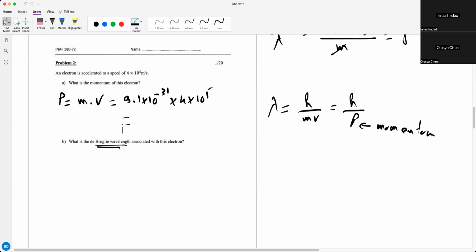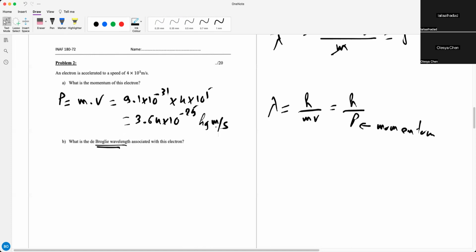Okay, here I can calculate it. 9.1, 31. So this is 3.64 10 to the minus 25 kilogram meters per second. This is the unit of momentum.